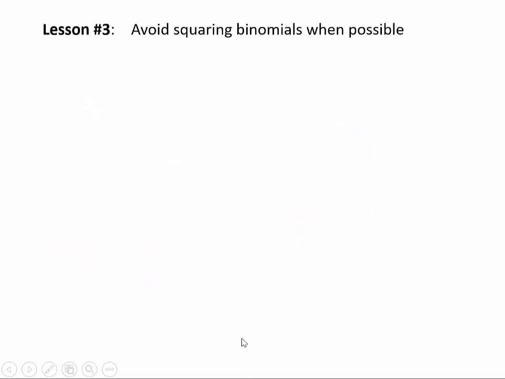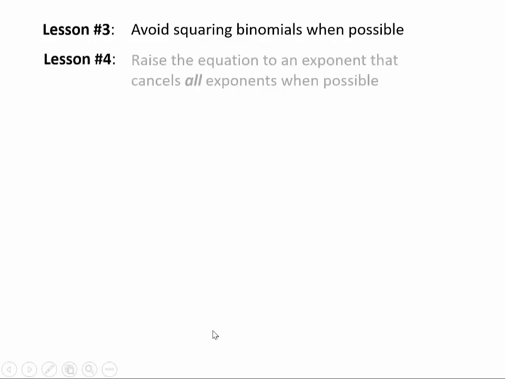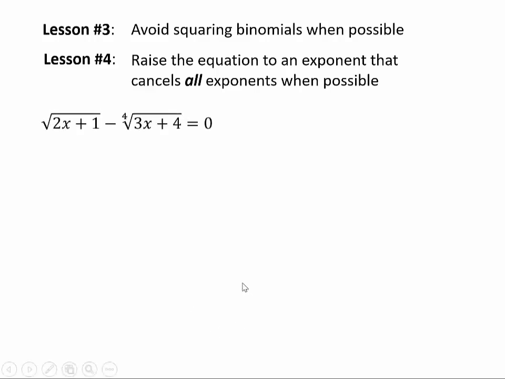our third lesson is that we want to avoid squaring binomials when possible. Not because we don't know how to, but because it's annoying. And simultaneously, we're going to do another lesson. Sometimes we are given radicals that have different indices, and we can raise the equation to an exponent that would cancel all of the different indices. So here's our example of a square root minus a fourth root.